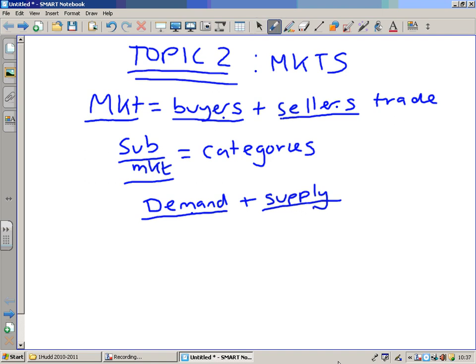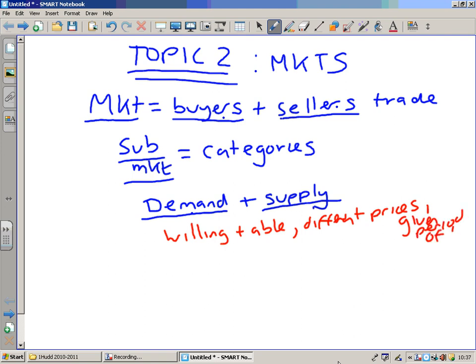Let me just highlight the important parts of that definition. Willing and able, different prices, given period of time. If you're going to be part of a market as a buyer or a demander, you've got to be both willing and able to buy a particular product. Able, can you afford it, is in effect what we're looking at here. Willing, do you actually want to buy it or not?